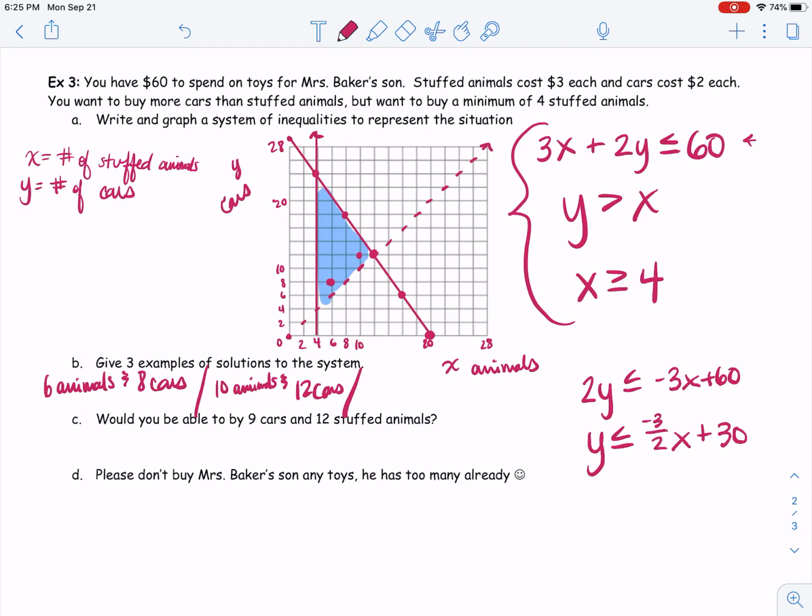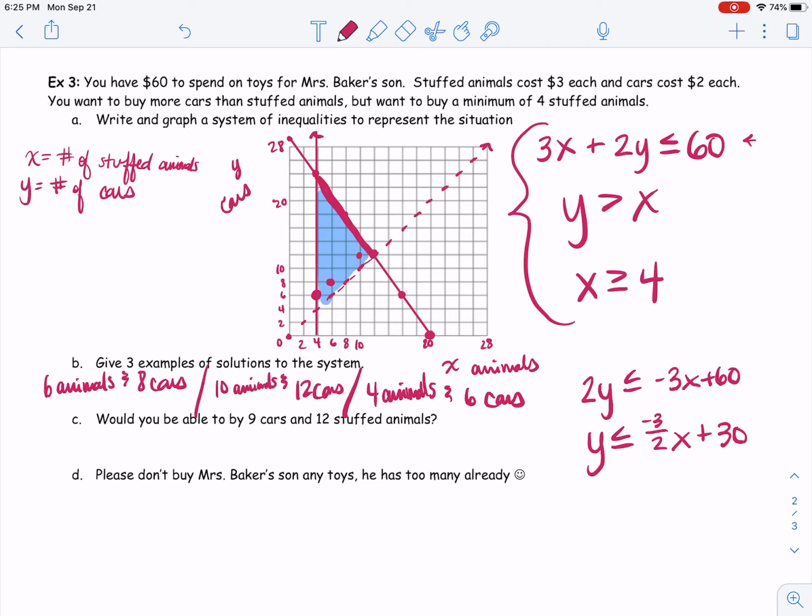Well, what does that mean? That means I'm buying 6 animals and 8 cars. Another one could be 4, 6. It could be 4, 18. It could be whatever. Anything on that vertical line is fine. Anything on this solid line right here is fine as well, as long as it's not on the dashed line down here. So maybe we want to buy 4 animals and 6 cars. We could do that.